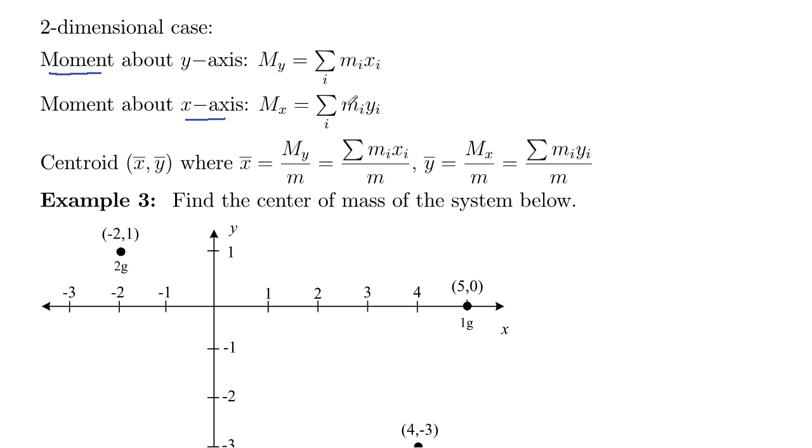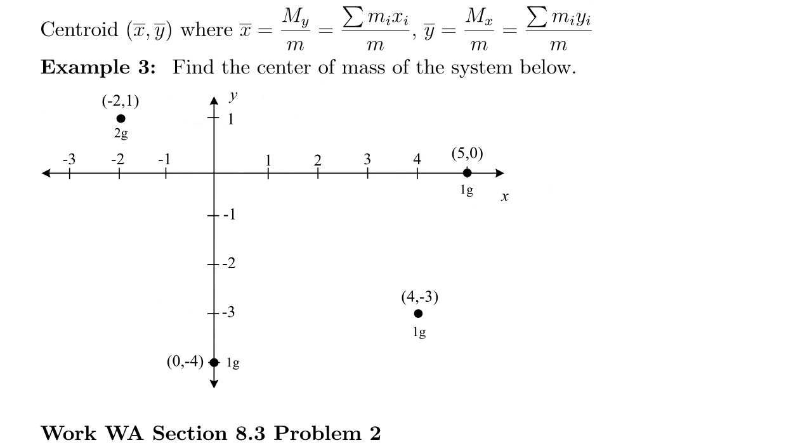So then your centroid's defined, x-coordinate of your centroid, x bar, is defined to be the y moment divided by the total mass of the system. So sum of mass times x-coordinate over m gives x bar. And for y bar, it's the x moment divided by m. So sum of the masses times the y-coordinate divided by m. So let's put these guys to work here.